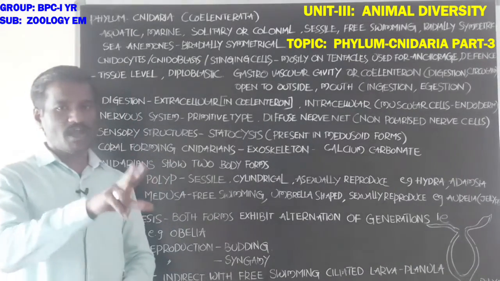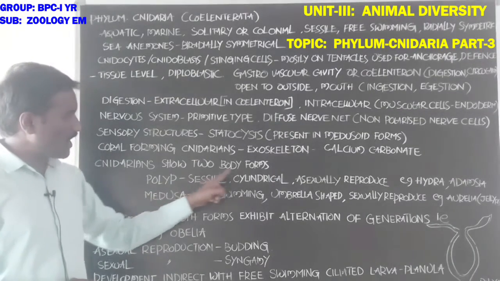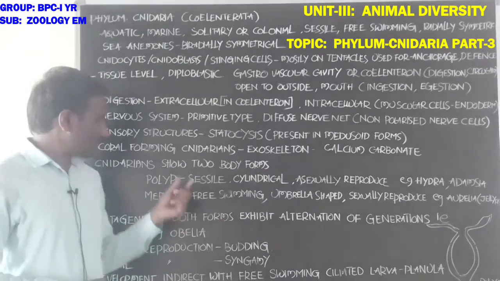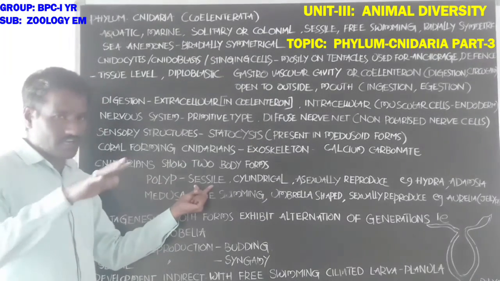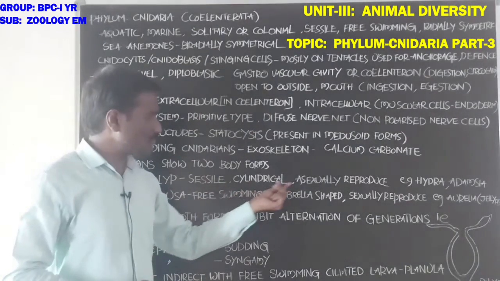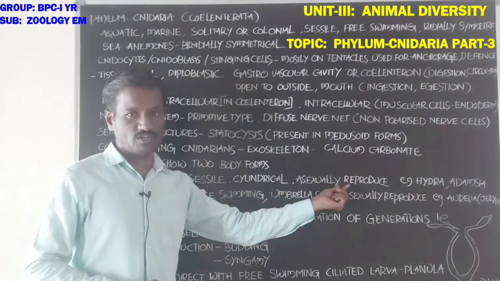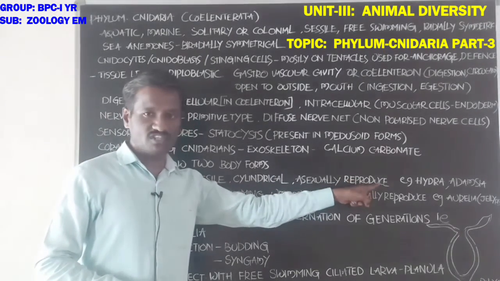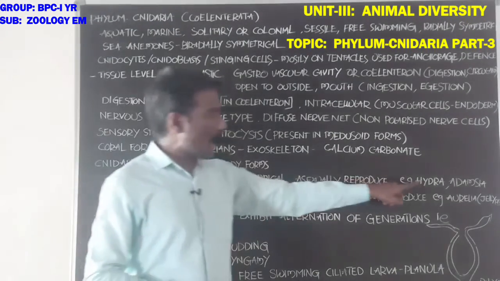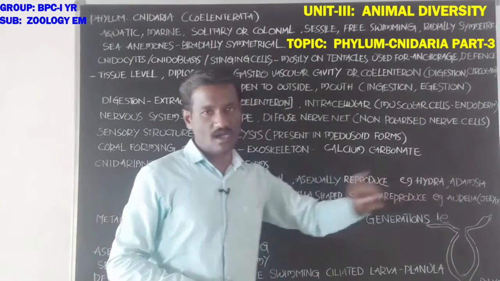Cnidarians are available in two basic body forms: polyp and medusa. Polyp is sessile, attached to the base, a cylindrical structure, and goes through asexual reproduction and produces medusa forms. Examples of polyp: Hydra is a polyp, and Adamsia is another example.